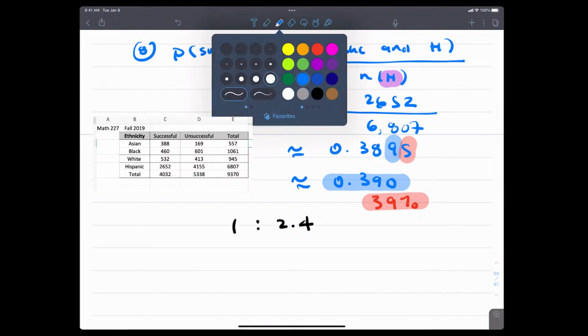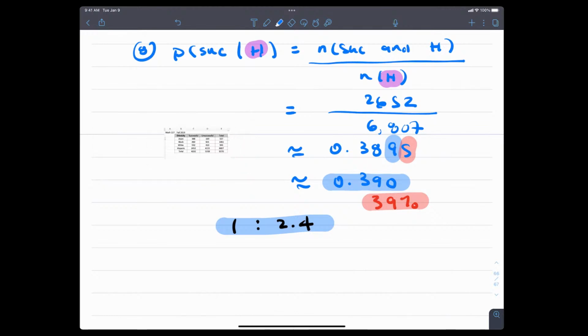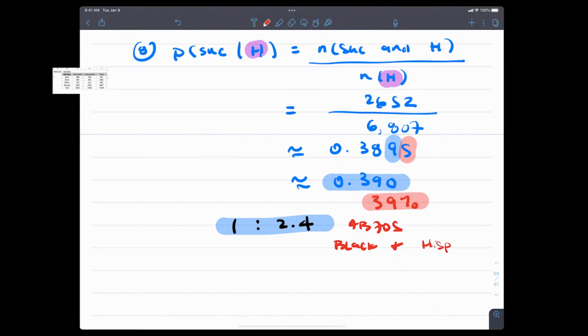All right, so that ratio is 1 to what? 2.4. Do you guys remember what I shared with you guys earlier when we started the lecture this morning? What was the Titanic? This is AB 705 for black and Hispanic students. Anybody have that in their notes?